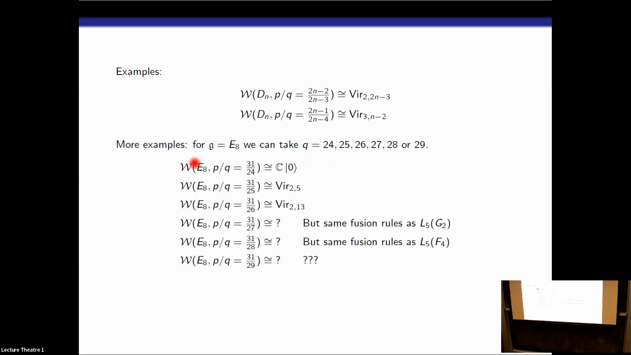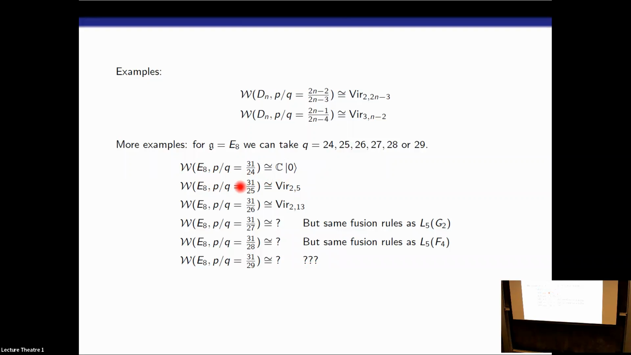So from this you can deduce that the fusion rules of a general subregular E8 W algebra with denominator 24 coincide with the fusion rules of some affine vertex algebra at some integer level. Okay.